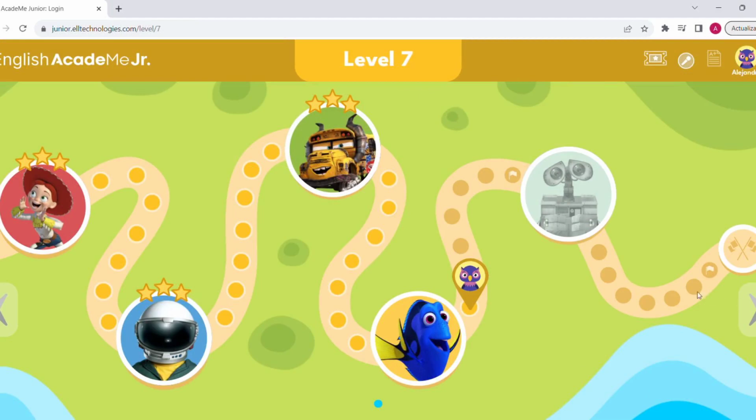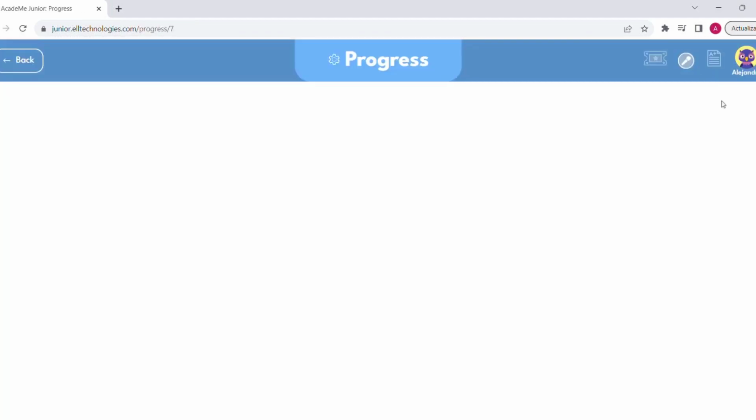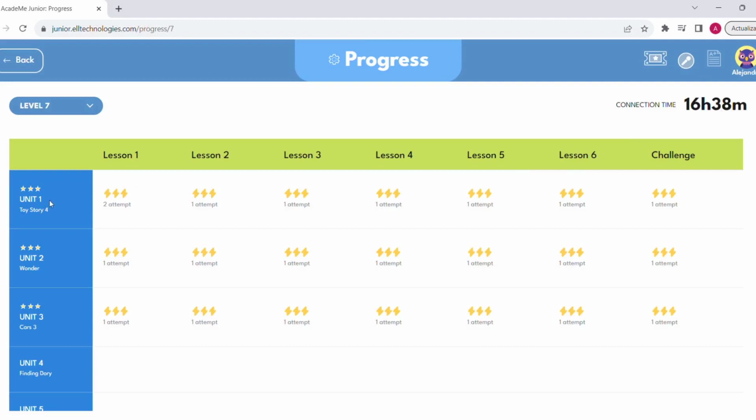Students will be able to access their progress. To see it, click on the avatar and then click on Progress. The student will be able to see the units they have completed and their connection time.